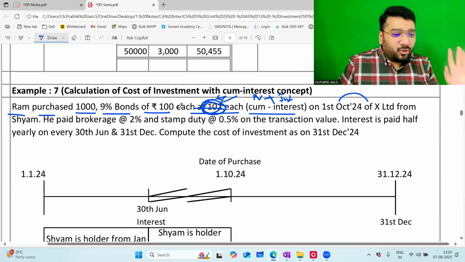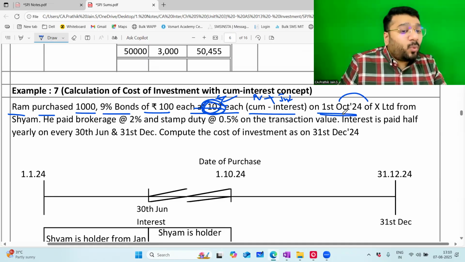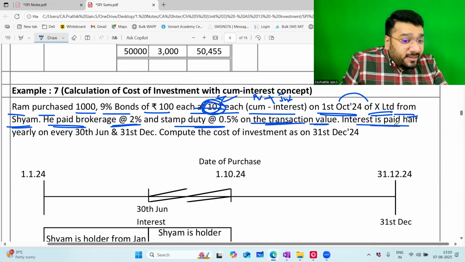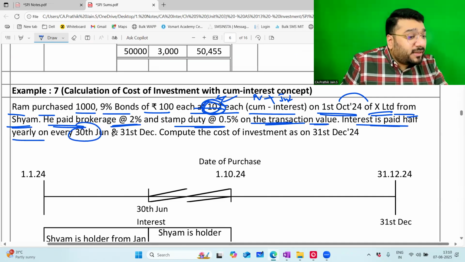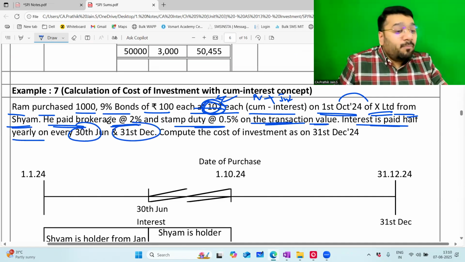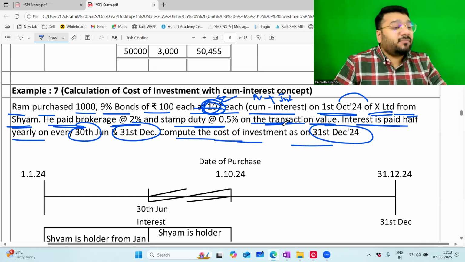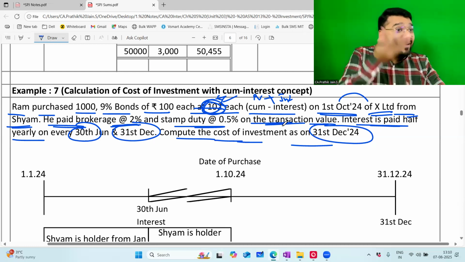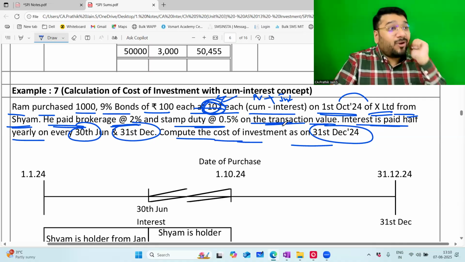Any difficulty? No difficulty. So this we purchased on 1 October 24 of X Limited from Sham. Ram paid brokerage 2% and stamp duty 0.5% on transaction value. Interest is paid half yearly on 30 June and 31st December. Compute the cost of investment on 31st December. So what is the financial year? January to December. Interest date 31st December, year ending 31st December. Both are same. Will accrued interest come or not?